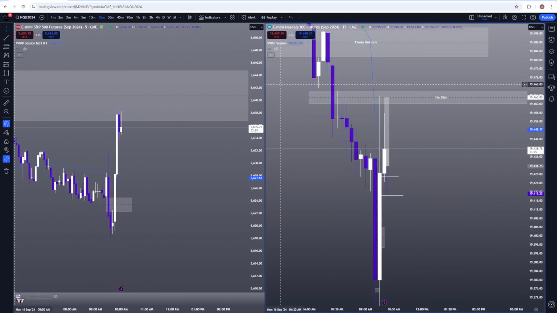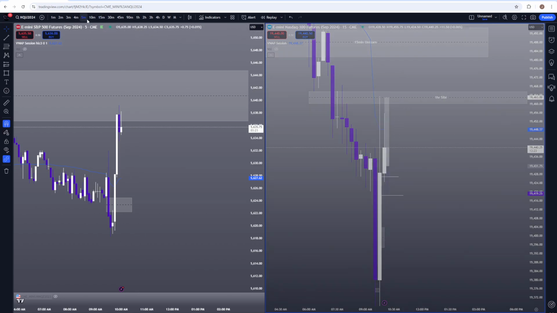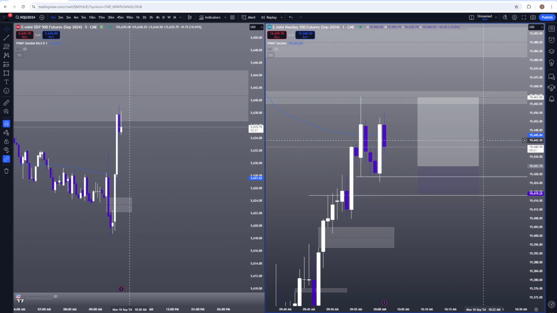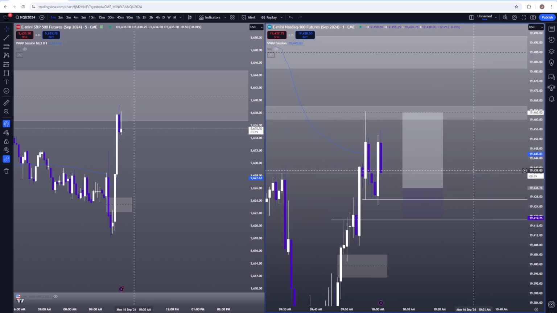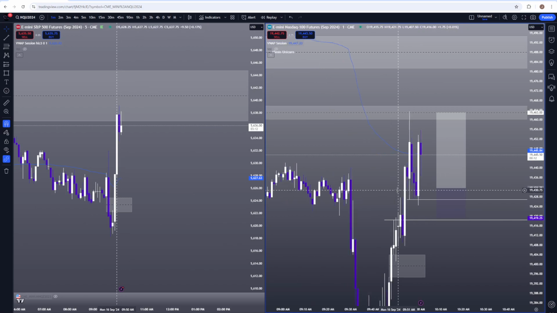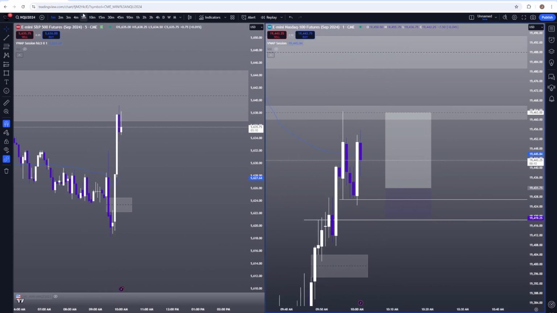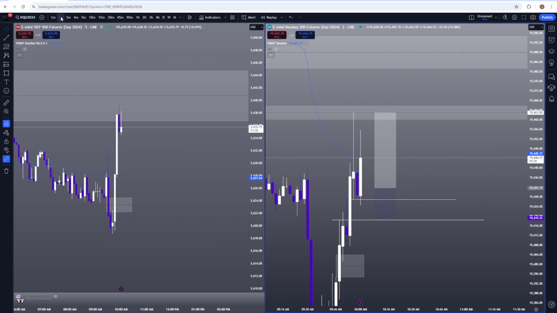All right, so we're getting that rejection. We're going to need to run through that hourly imbalance. We're seeing a lot of chop and a lot of volatility in the market right now, so we just have to really stay patient. I'm going to continue to stay patient here and wait for my setup. No reason to force anything.